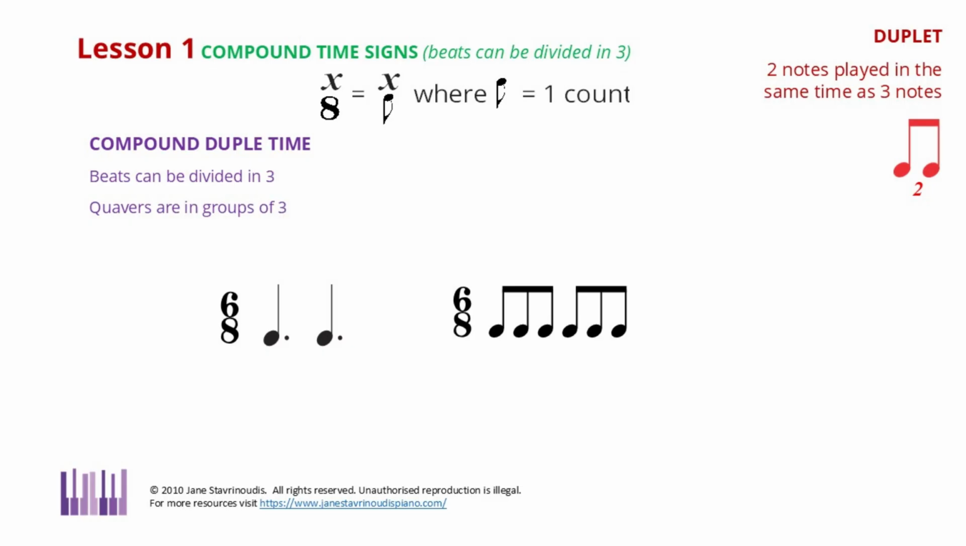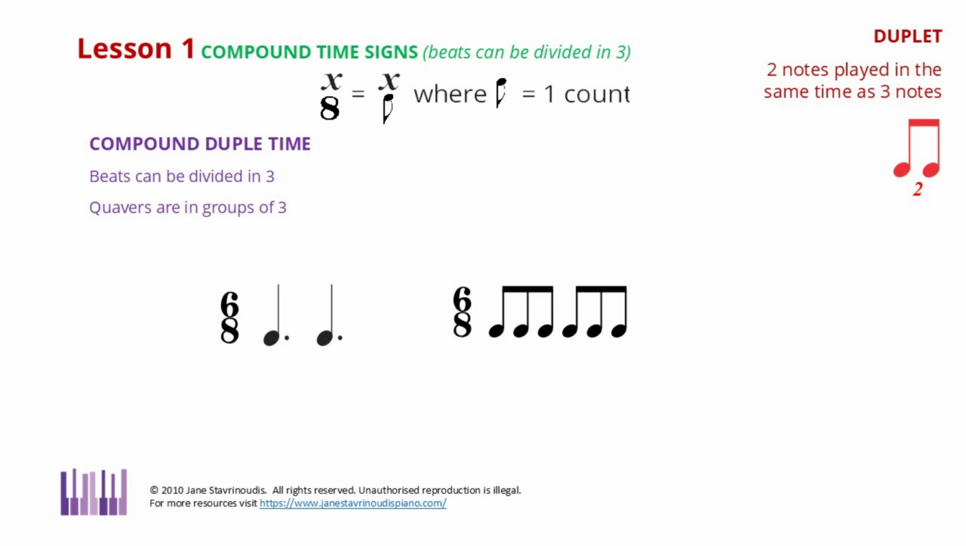In compound times, we put quavers or eighth notes into groups of 3 and count each group as one beat. Compound time signatures often have larger top numbers than simple times and can be difficult to count. If there's an eighth on the bottom, it means that a quaver or eighth note is going to be worth 1 count. This example is compound duple or 6/8 time.